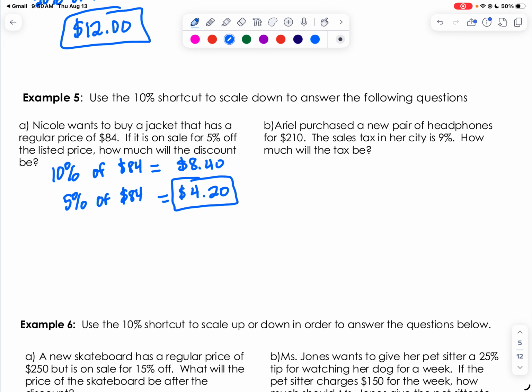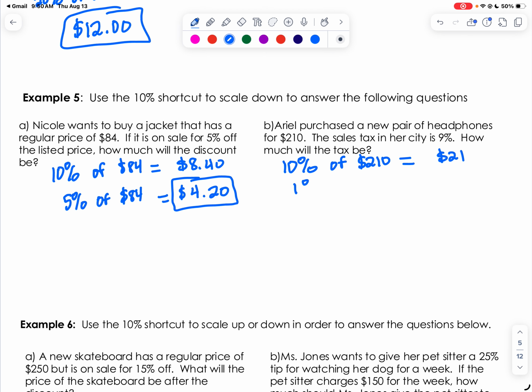All right, we can even use the 10% trick to get things like 9%. B, Ariel purchased a new pair of headphones for $210. The sales tax in her city is 9%. How much would the tax be? So 10% of $210 would be $21. So I know 9% is going to be pretty close to $21.